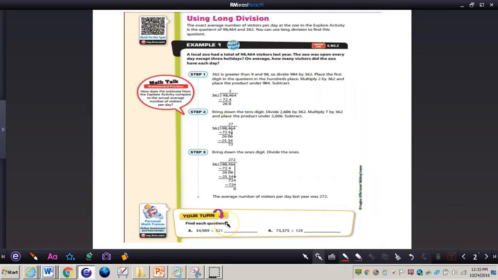And let's turn over to page 108 in your Go Math book, and let's take a look at long division. Now it says the exact average, and we're going to take a look at that problem we were working on. It says the exact average number of visitors per day at the zoo in the Explore activity is the quotient of 98,464 and 362. You can use long division to find this quotient. All right. So we see the question again. So we see here step 1, 362 is greater than 9 and 98.